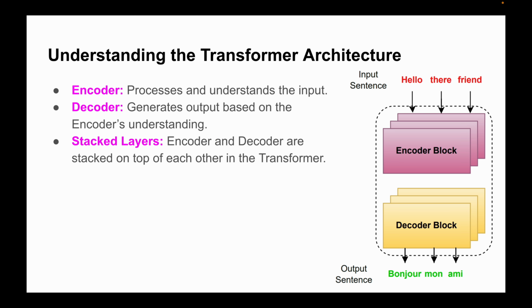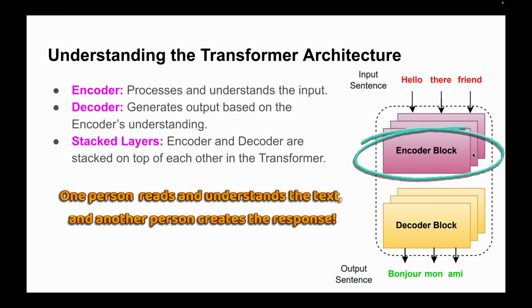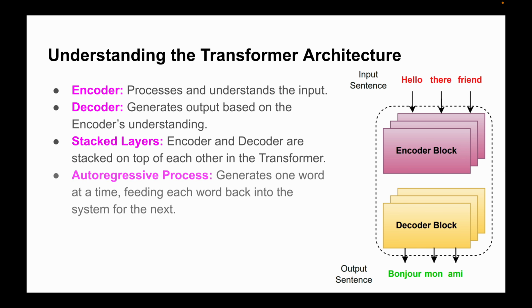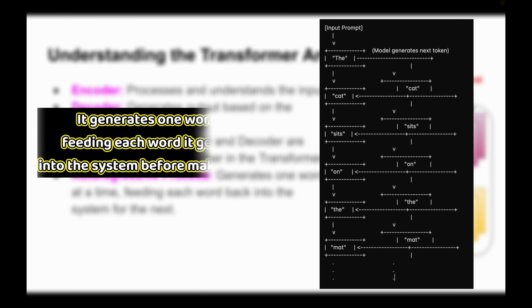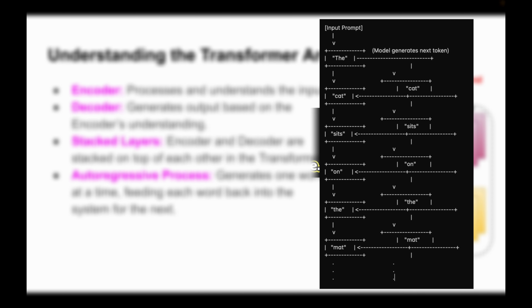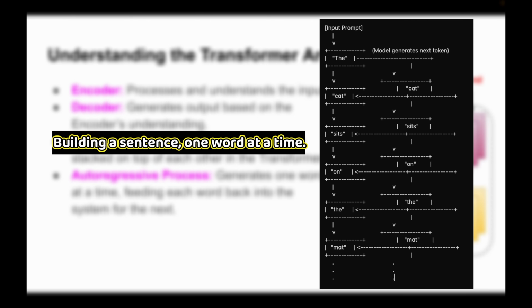Think of it like a team where one person, which is called the encoder, reads and understands the text, and the other person, that is the decoder, generates the response. The transformer is autoregressive in nature. Here autoregressive means that this transformer generates one word at a time, but in order to generate the new word, it takes as input all the previously generated words. This is like building a sentence one word at a time.